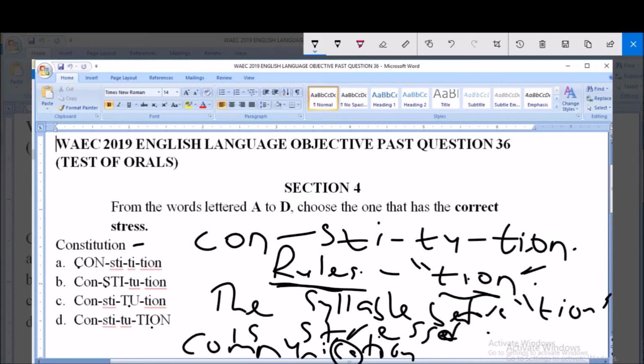So in the word communication, it will be ka. So for the word constitution, the syllable before shun is 2, and that is option C. So option C is the correct answer to this question.